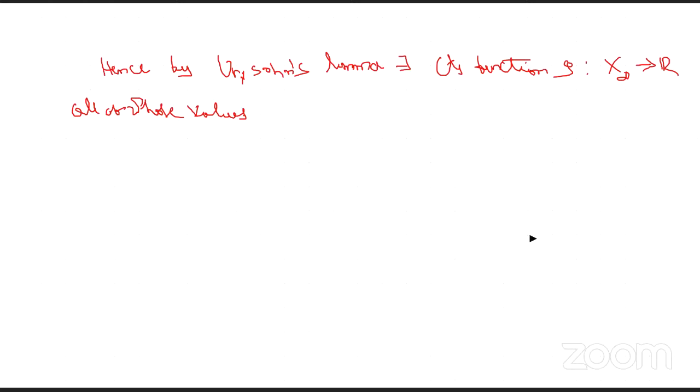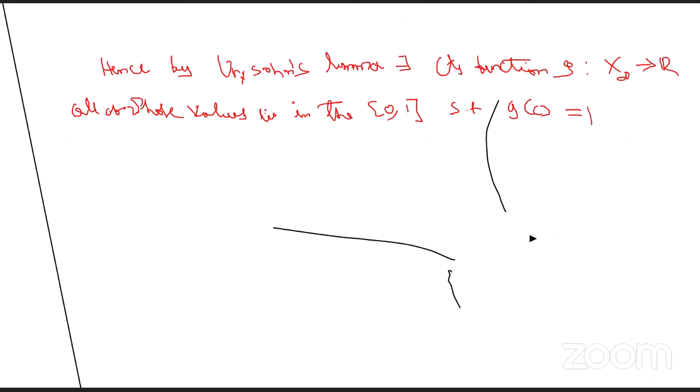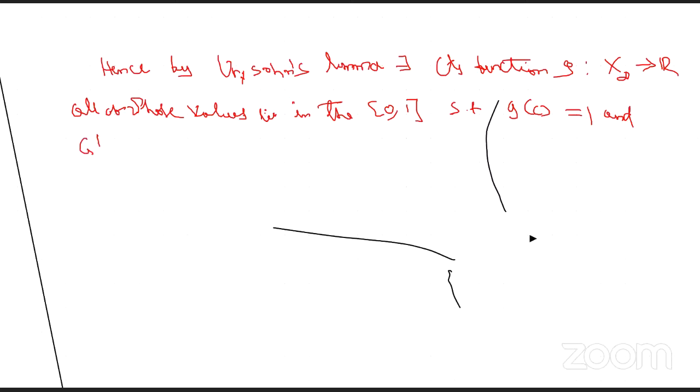Page number 138, 140, 18.4.4. All whose values lie in the closed interval [0, 1], such that g of C equals 1 and g dash of C equals 0.